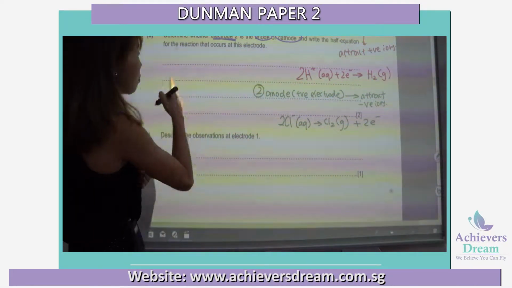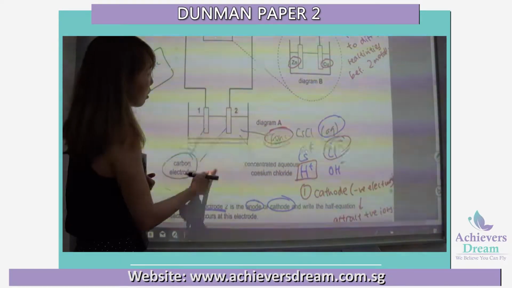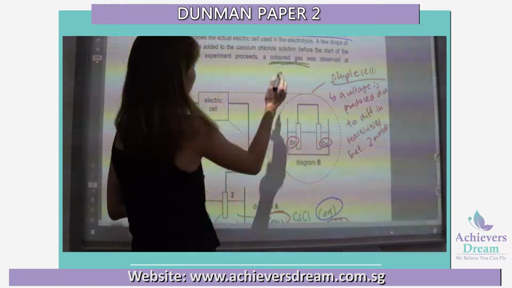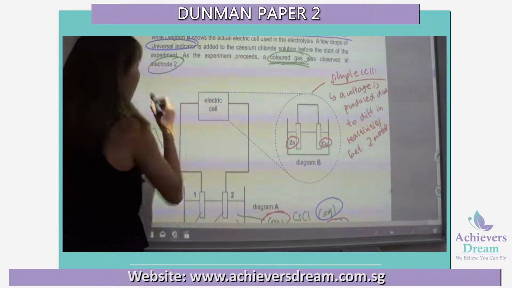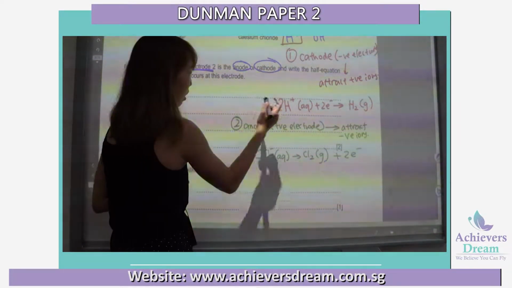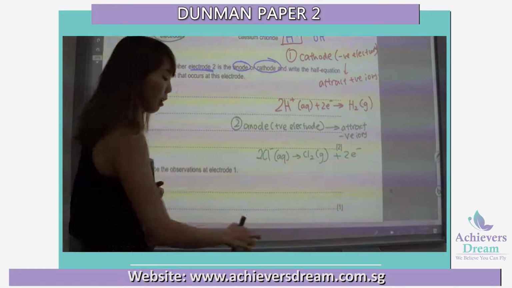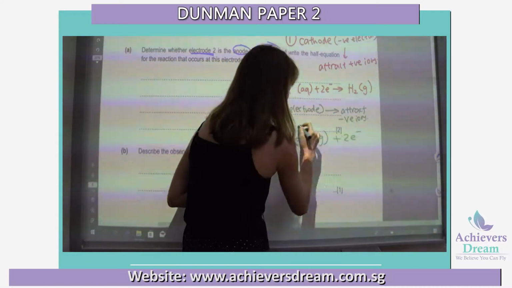Okay, so I want to determine whether electrode 2 is the anode or cathode. Let's look at electrode 2. The hint is in the question. It says there's a colored gas observed at electrode 2. So now based on our half equations, 2H plus 2 electrons to form H2, and Cl2, which one is the colored gas? It is my chlorine, correct?